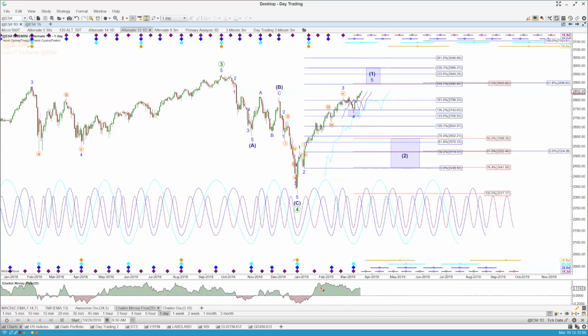Now, the other thing here is just looking at the Chaikin money flow, you can see that we are coming off here, and we've been coming off since this area here. So this rise is on diverged money flow here in the daily time frame. So that's what I've got on the larger time frames in the ES.